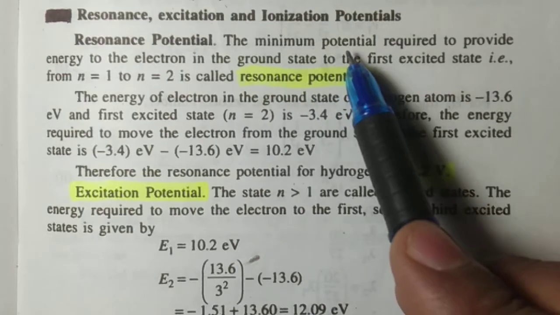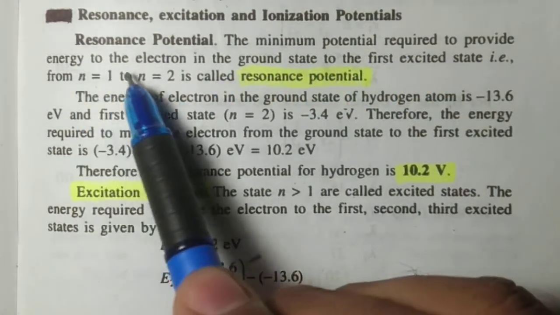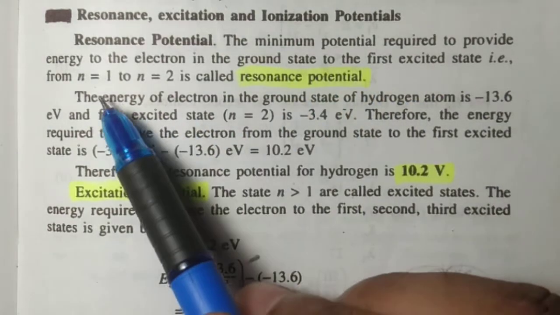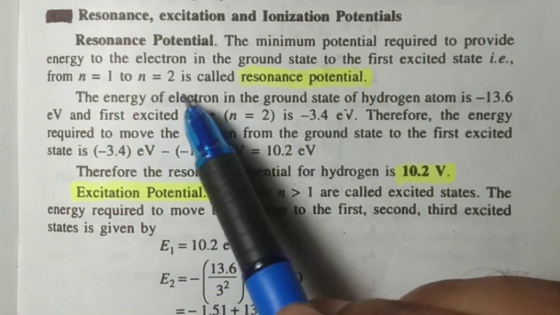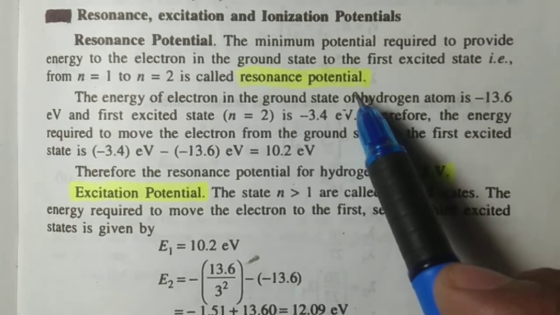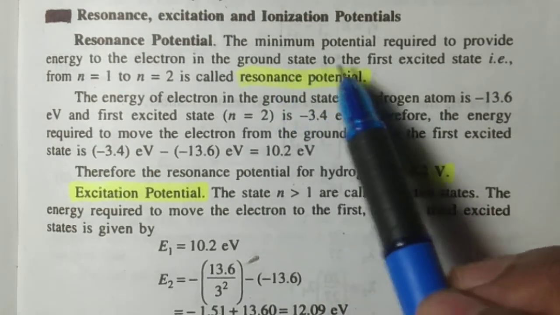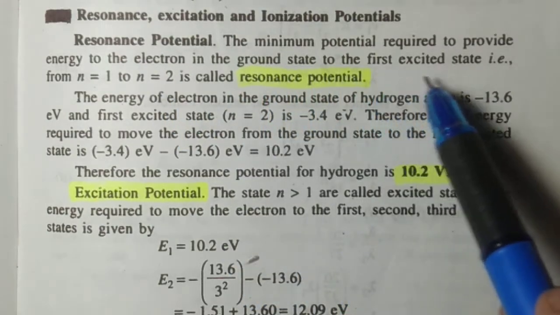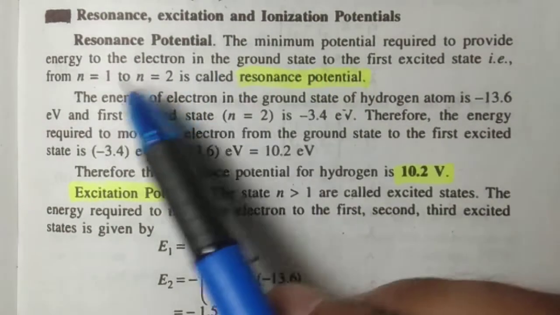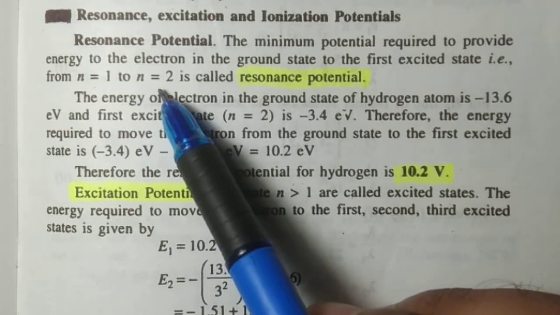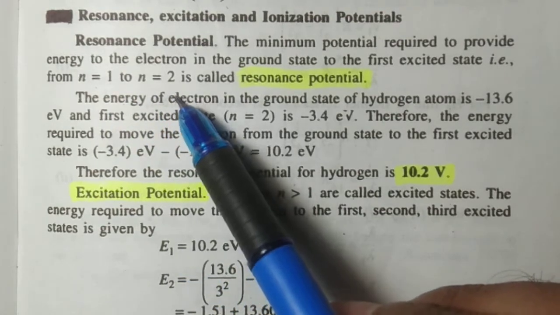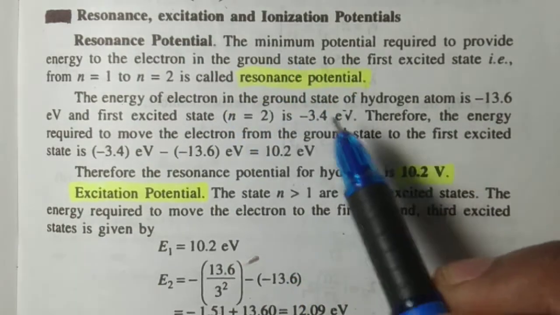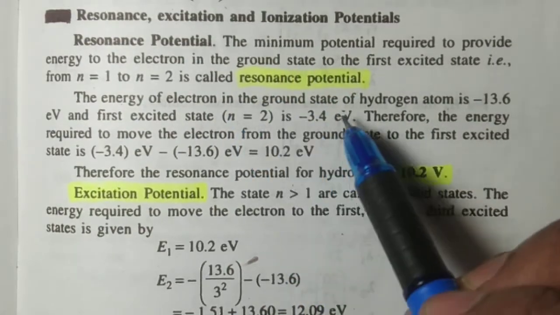The minimum potential required to provide energy to the electron in the ground state to the first excited state, that is from n equal to 1 to n equal to 2, is called the resonance potential. मतलब यह है कि वो minimum potential जो required होता है किसी भी electron के लिए ground state से first excited state में जाने के लिए, ground state को हम n equal to 1 कहते हैं और first excited state को हम n equal to 2 मानते हैं. So this potential is known as resonance potential.